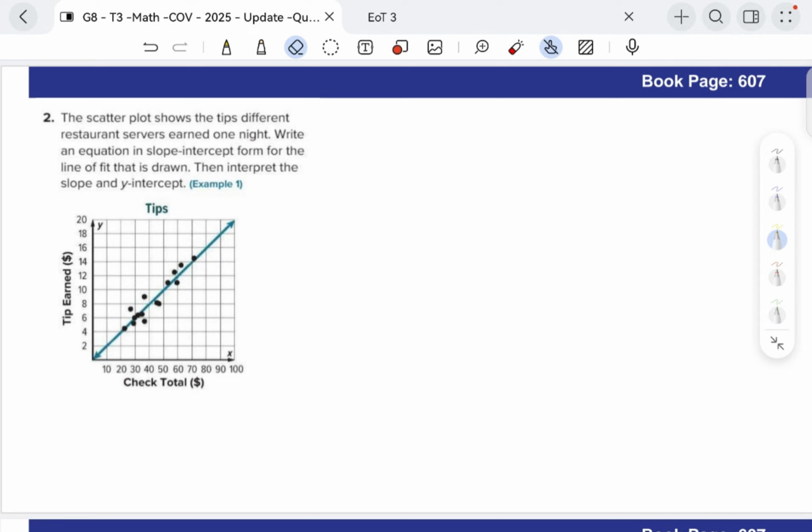For question number 2, we're going to do the same. We have to find the equation in slope-intercept form for the line of fit that is shown in the graph. So first, let's write the formula. y equals mx plus b. Again, we have to find these two values, the value for m and the value for b. Remember, m is the rise over run, and the value for b is the y-intercept.